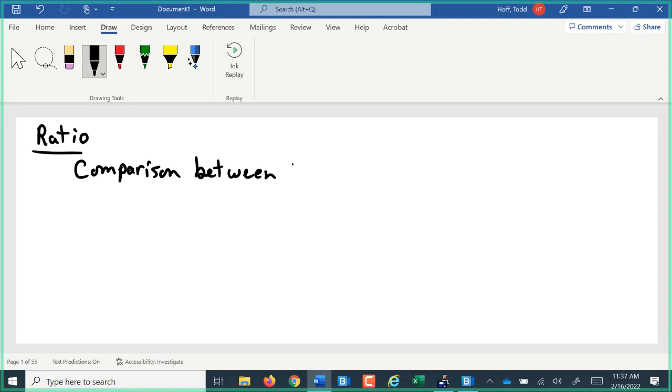And I really should say between two or more numbers, because we can have ratios that are three-way, four-way ratios. So let's do a comparison here between this course and my course for Northwood Tech. I currently have 9 students enrolled in the high school course, and I have 21 students in the college course. So I get that ratio just like that, 9 to 21.